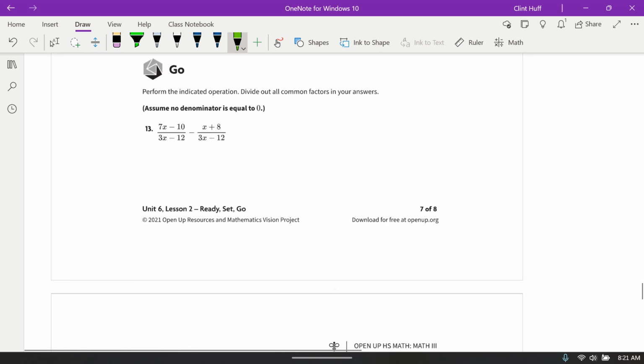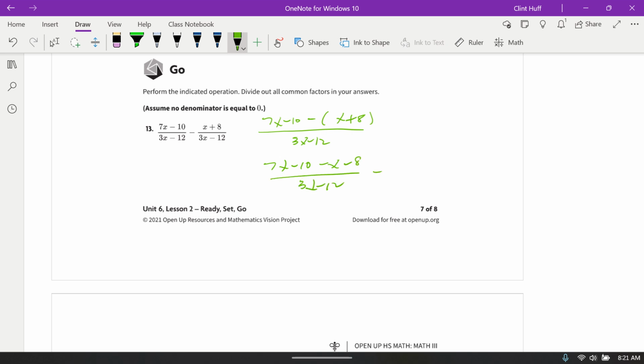Okay, so on to some algebra here. All right, so we have a common denominator of 3x minus 12. So we'll do 7x minus 10 minus, and be careful here with your minus in front of a binomial. So that's going to be 7x minus 10 minus x minus 8 over 3x minus 12. What do we get there? 7x minus x is 6x. Negative 10 minus 8 is negative 18 over 3x minus 12.